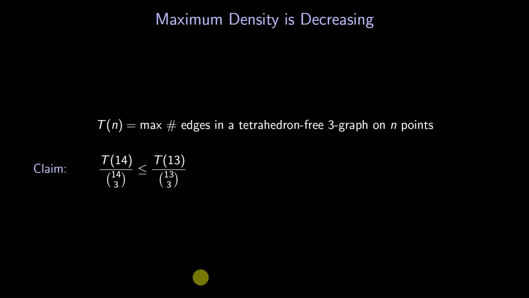Let's see how. Say we want to bound t of 14, the smallest unknown Turán number. I claim that the following inequality is true. In other words, for tetrahedron-free 3 graphs, the maximum density on 14 points is at most the maximum density on 13 points. Let's see why.